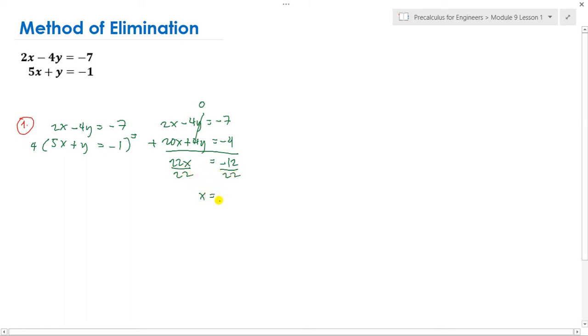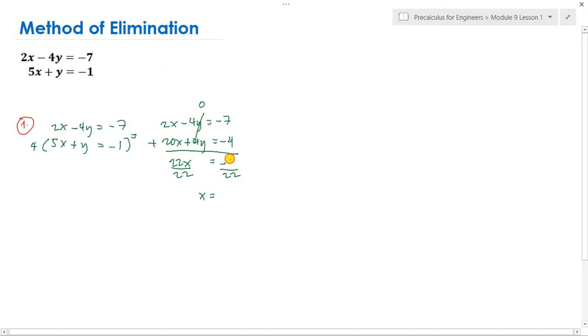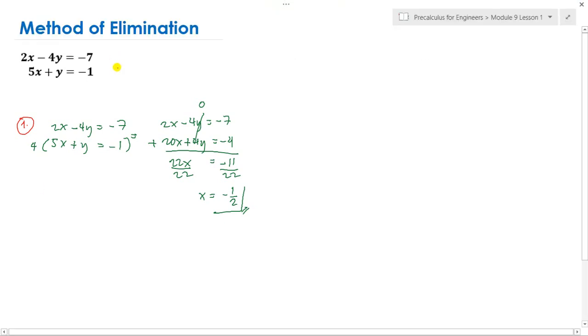Now our x is equal to, sorry, this is not 12, it is 11, negative 11 over 22, right? Okay, so therefore our x here is negative 11 over 22, or negative 1/2. So x is negative 1/2. Now with this answer, you substitute this x into either of these two equations and then solve for y.